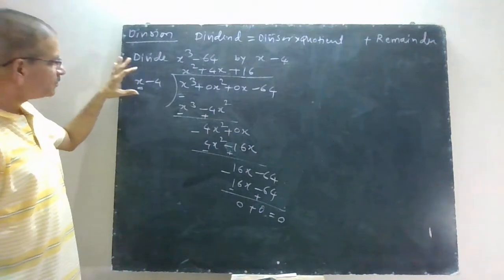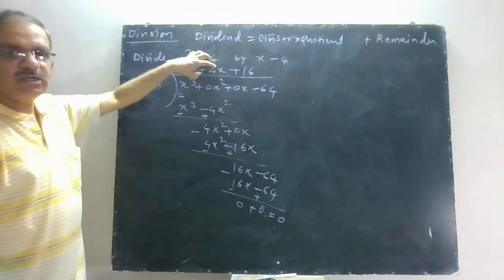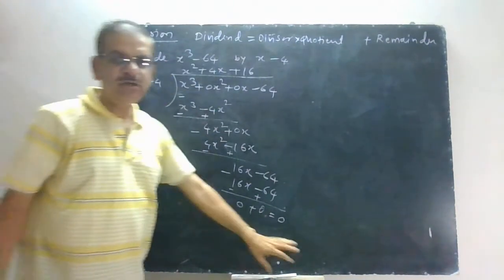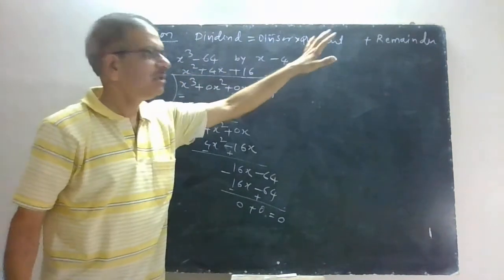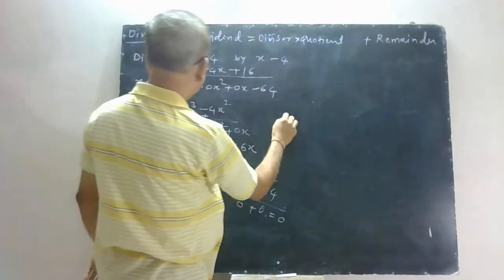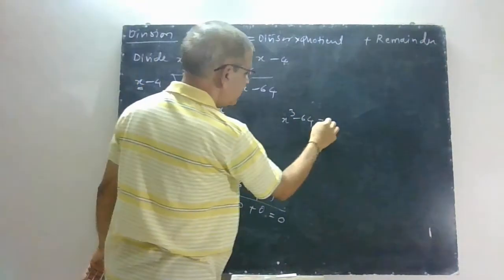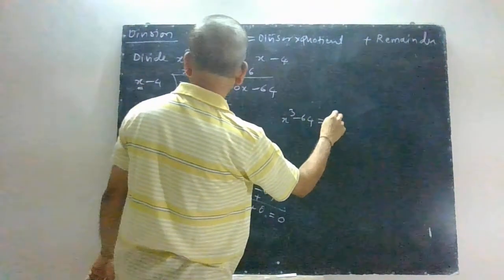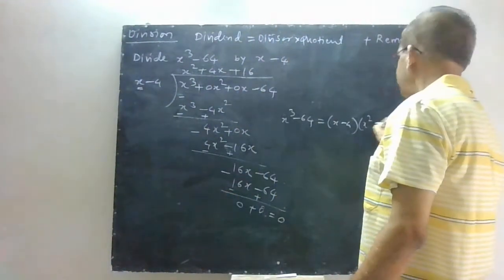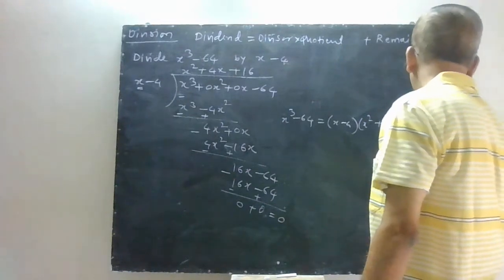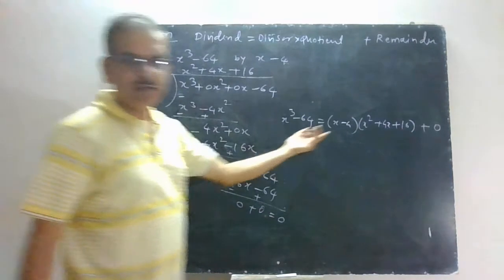So now this is your divisor, this is your dividend, this is your quotient or division, and this is your remainder. So you can write down the division in this equation as dividend, that is x cube minus 64. You need not write these two terms here. So it is divisor, that is x minus 4. The division is x square plus 4x plus 16, and the remainder is 0. So once you divide, you can write down your answer in this format.